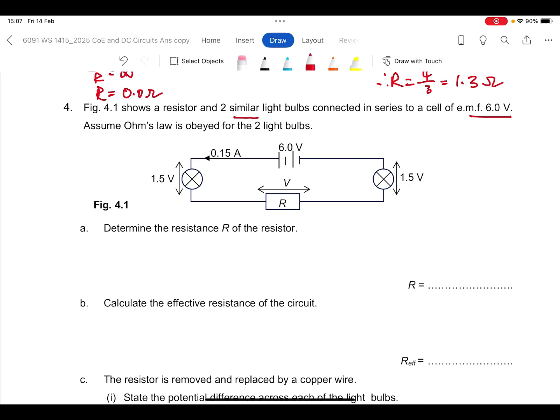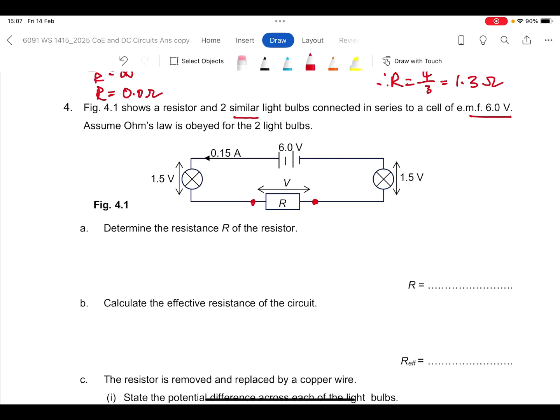Now, we cannot do it directly because we do not know the potential difference across R. We cannot take 6 divided by 0.15 because that will give us the total resistance of the whole circuit. But we do not know the resistance of the two bulbs, so we can't use that method. So what we need to do is to find the potential difference across the resistor R first.